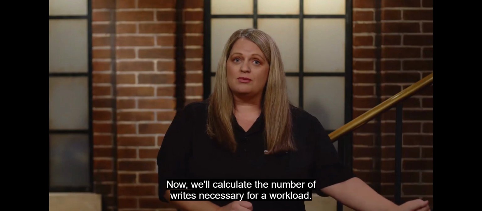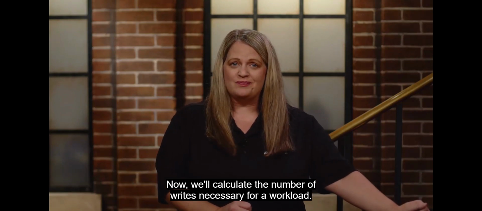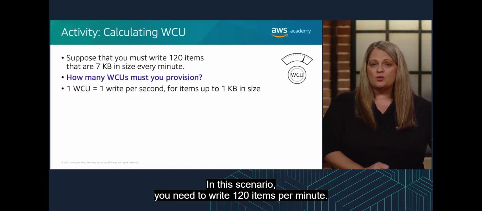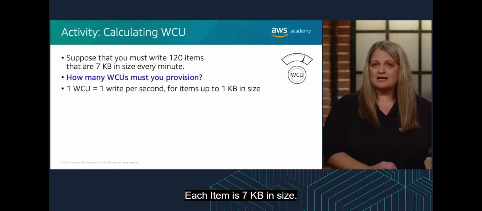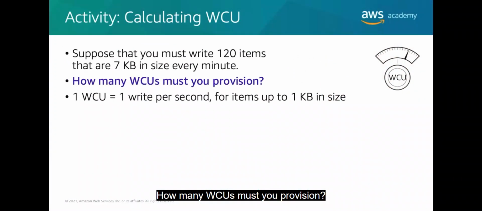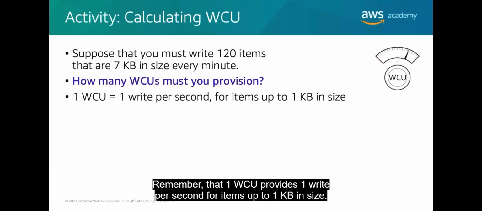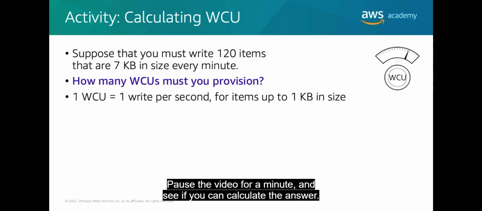Now we'll calculate the number of writes necessary for a workload. In this scenario, you need to write 120 items per minute. Each item is 7 kilobytes in size. How many WCUs must you provision? Remember that one WCU provides 1 write per second for items up to 1 kilobyte in size. Pause the video for a minute and see if you can calculate the answer. When you are ready to compare your answer, resume playing.